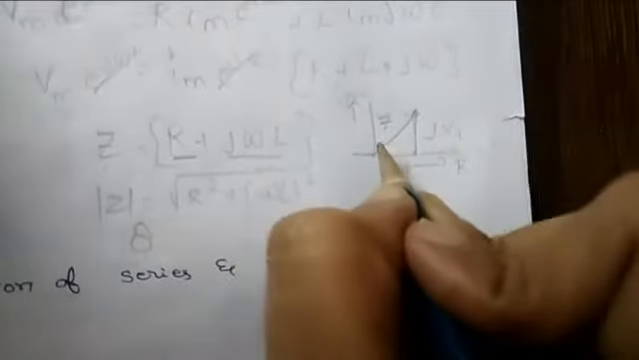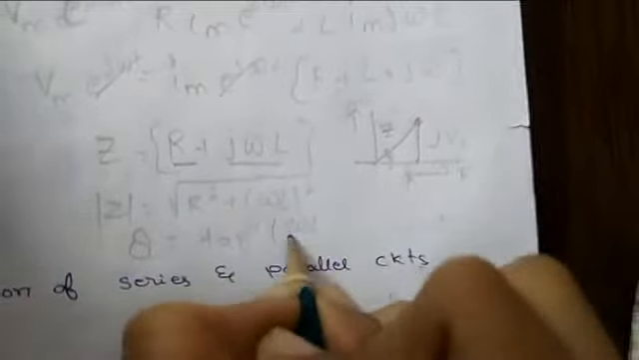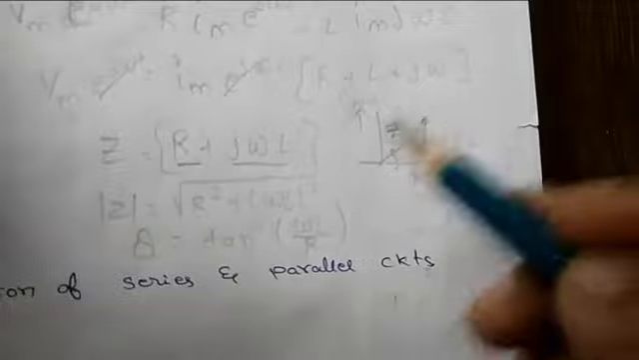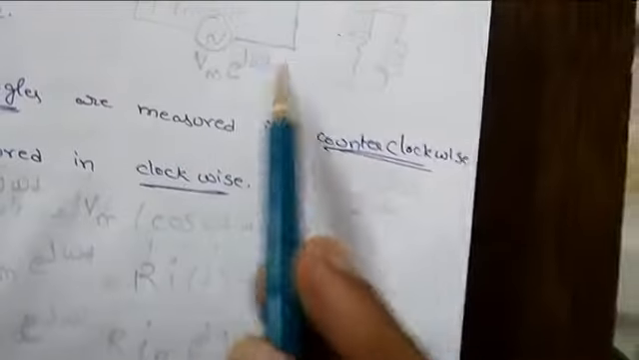For getting this angle, the angle representation is tan inverse of omega L by R. So whatever this angle is, it will be positive in nature. Why I am stressing this point is, if I go with the capacitor calculation, you will observe the negative representation, the negative sign. So this is regarding the calculation of the RL circuit.